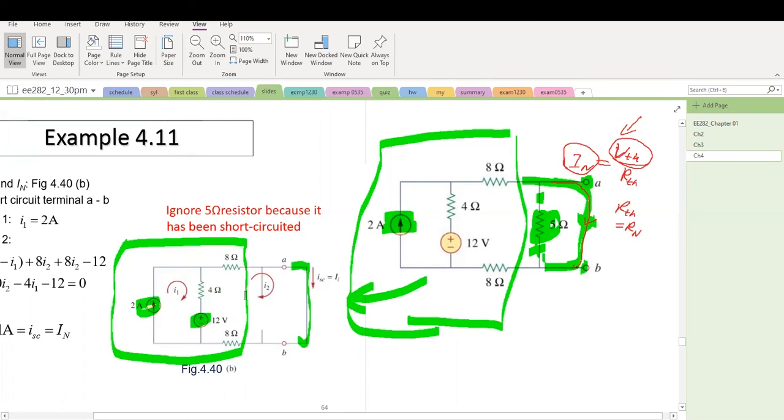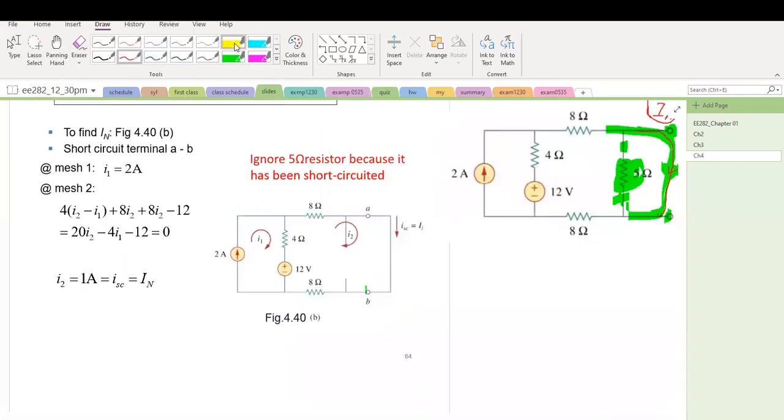Again, we can use mesh analysis to obtain the current flowing in this branch between A and B. Now again, there are two meshes, mesh 1 and mesh 2. Remember, this part is an open circuit because of the 5 ohm resistor. Basically there's a wire drawn here, but it doesn't do anything. For mesh 1, the current I1 equals 2 amp.